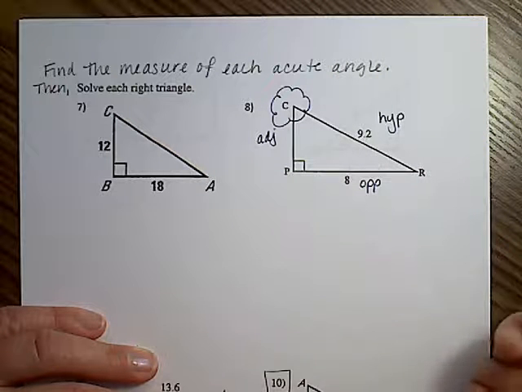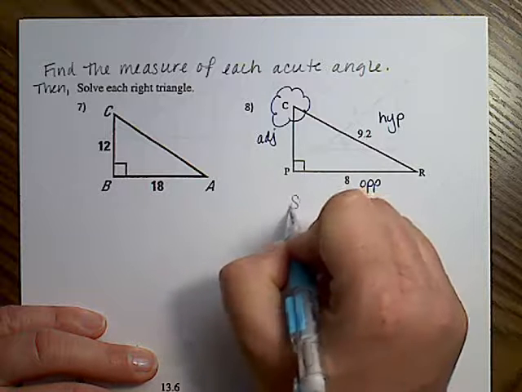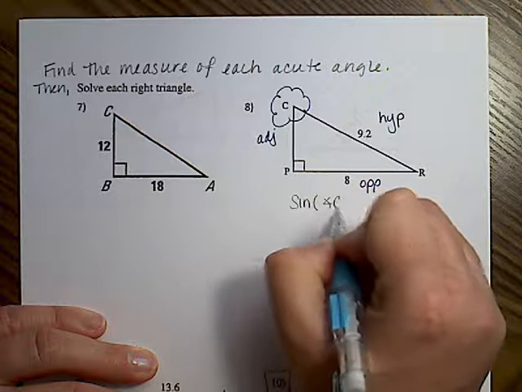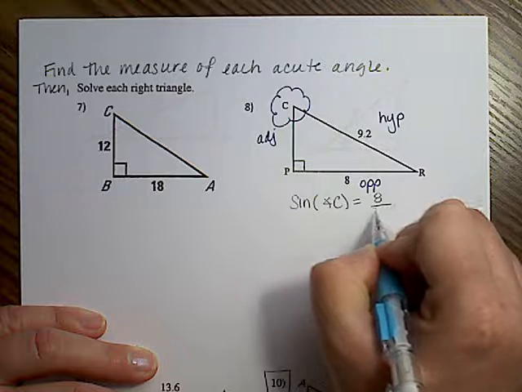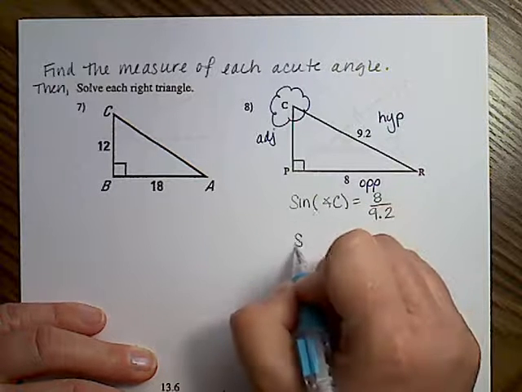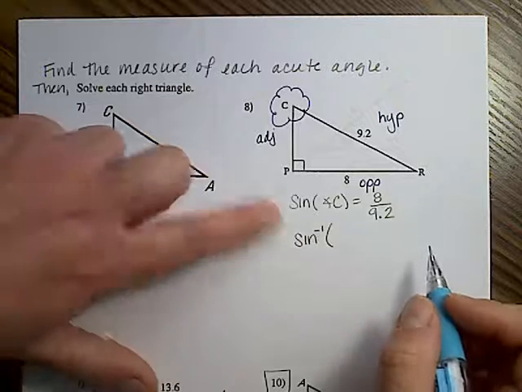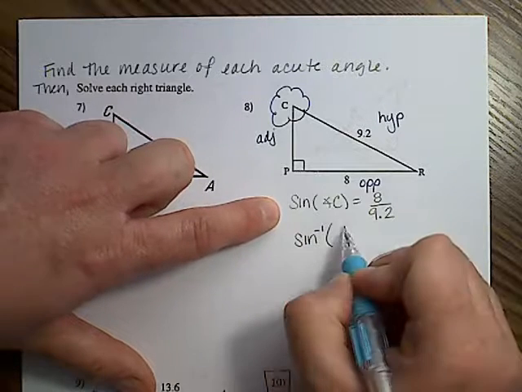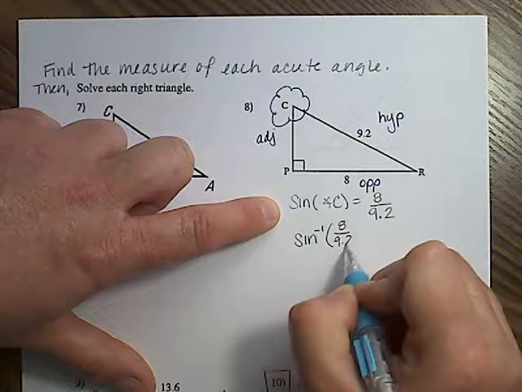Good. That's the sine ratio. So I have the sine of angle C is equal to the opposite side divided by the hypotenuse. Now I'm looking for angle measure, and a lot of students will actually skip this first step and just write the second step, which is totally fine.